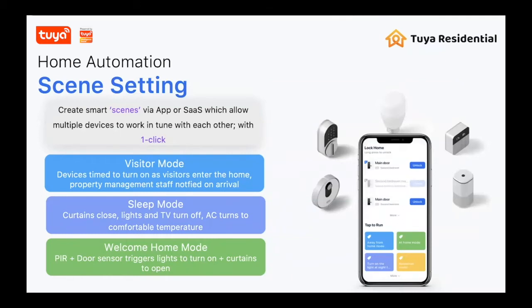So in plain English, how does this look? I can set up a welcome home scene so that once I open the front door, the lights turn on, the curtains open, and the AC turns to my favorite 23 degrees.